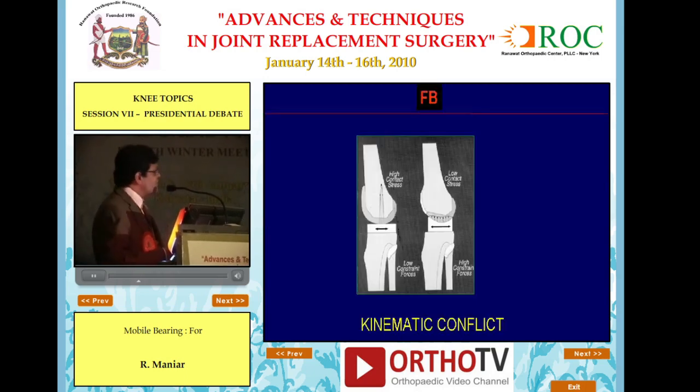Why can't we have fixed bearing knees with very good contact area? Well, we can, but then we have a very high constraint force as the rotational movements are not allowed, which will translate into loosening on the tibial side. On the other hand, if we have a low constraint force, we will have a very small contact area and therefore high contact stresses, therefore the wear. So there is a kinematic conflict in fixed bearing knees.